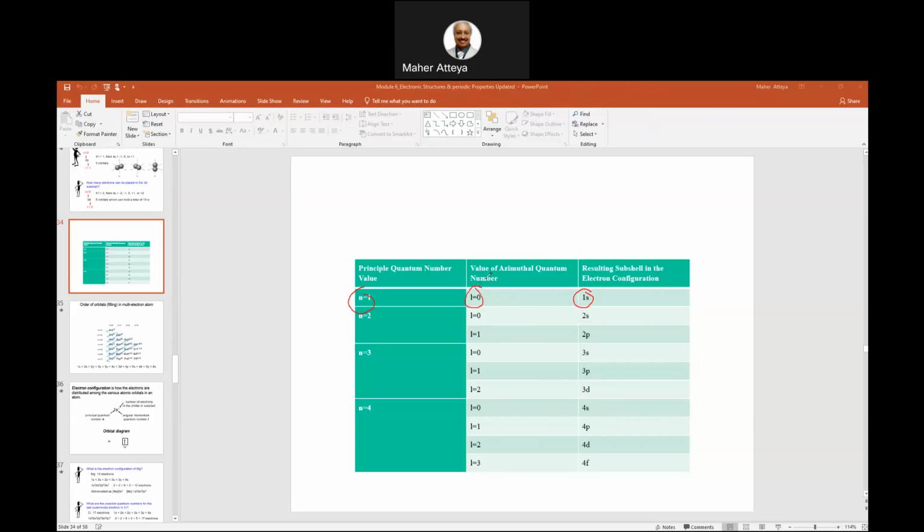For the second level, second period, you have two possibilities: L equals 0 or L equals 1. So you have 2s and 2p. So the second level has 2 orbitals. This one, the first level, has 1 single orbital.